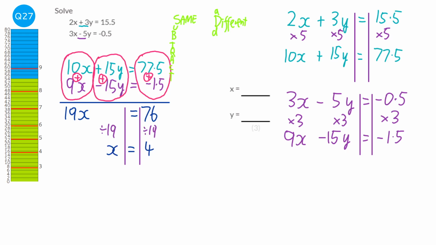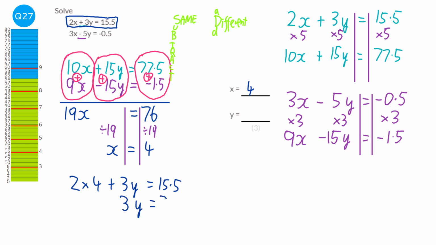Now we can't just end there, we've got to work out what y is, because we know that x is 4. So what I'm going to do is pick one of the original equations, always go back to the originals, and I'm just going to substitute x in. So 2x, so it's going to be 2 times 4 plus 3y equals 15.5. So 2 times 4 is 8, so we're going to take away 8 both sides. And I'm not going to show all the working out here because we know what we're doing. So we've got 3y, take away 8 both sides, it's going to be 7.5. And then we're going to divide by 3 both sides. So 7.5 divided by 3 is 2.5. So our answer is y equals 2.5.